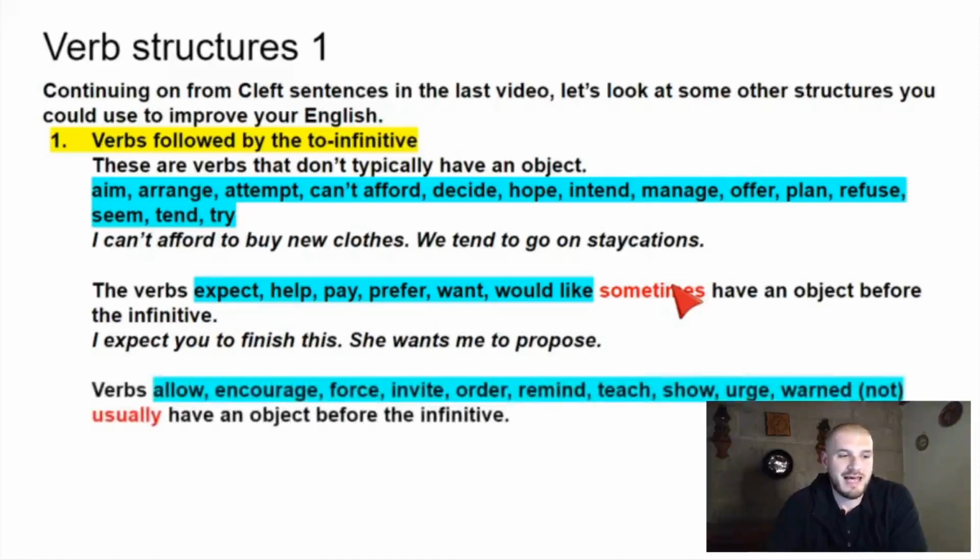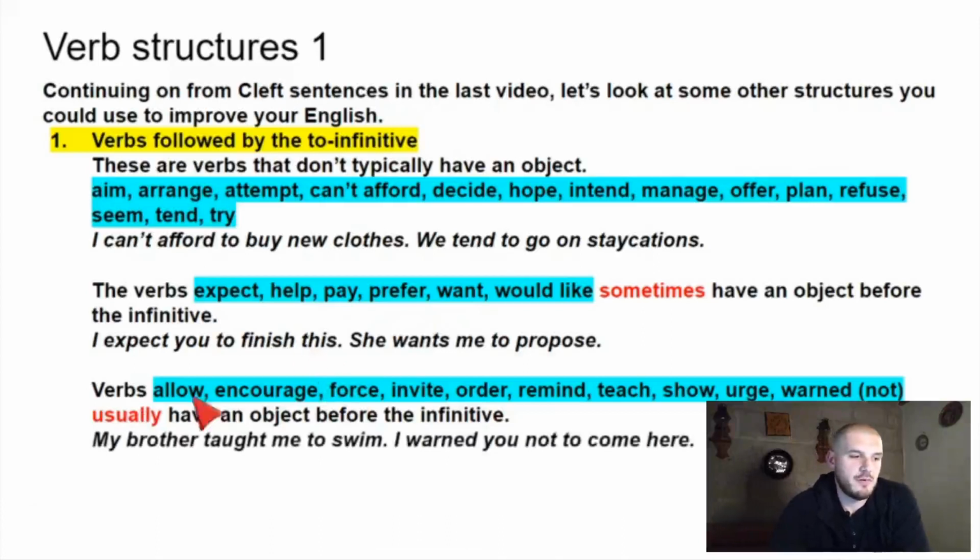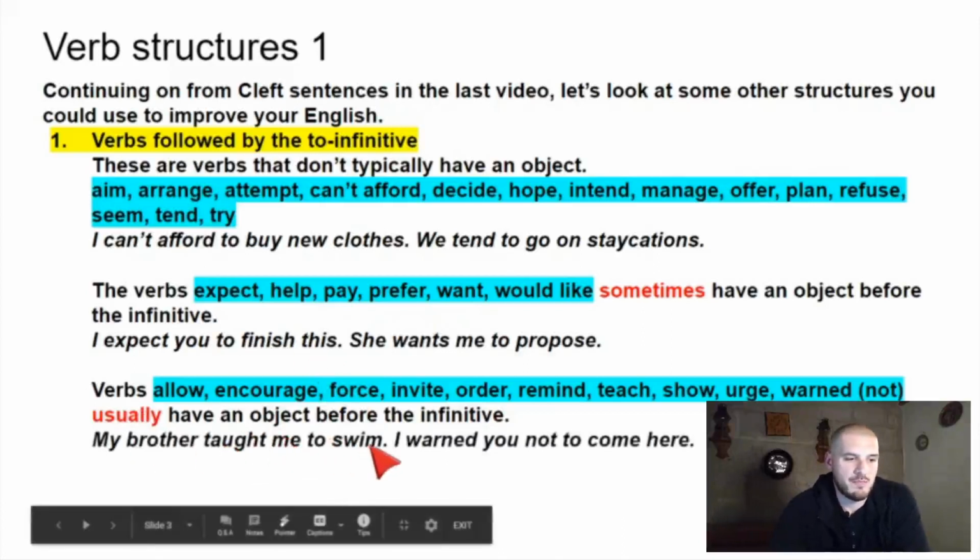The verbs like allow, permitir, encourage, que es como alentar, force, invite, order, remind, teach, show, urge, and warn not, advertir que no. These usually have an object before the infinitive, okay? So these guys just have an infinitive. These guys sometimes have an object in the infinitive, and these guys always, or usually, have an object and then the infinitive, right? For example, my brother taught me to swim. I warned you not to come here.